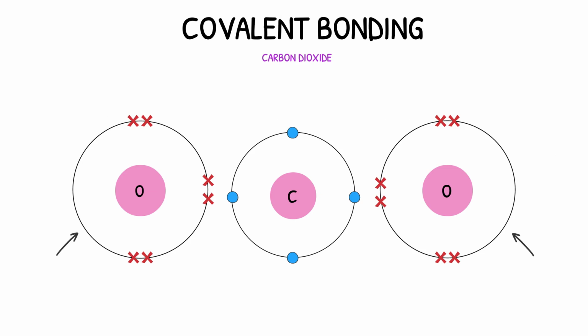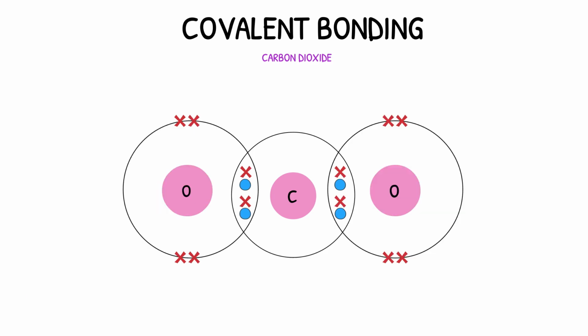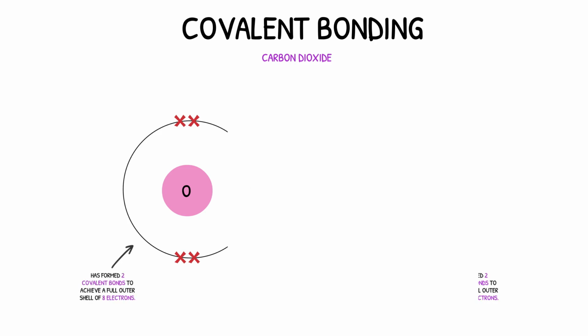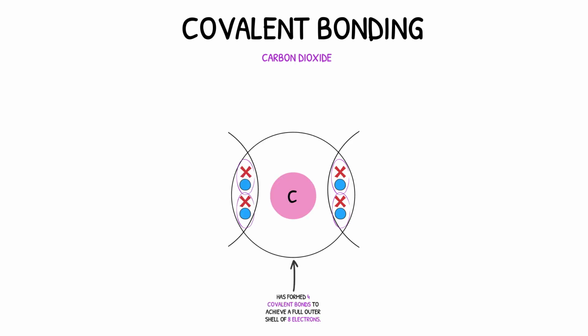Both oxygen atoms need 2 electrons to fill their outer shells and can therefore form a maximum of 2 bonds. Carbon needs 4 electrons to fill its outer shell and can therefore form a maximum of 4 bonds. When the atoms react, we can now see that this oxygen atom has formed 2 bonds with carbon, and this one has formed 2 bonds with carbon too. And the carbon atom has formed 4 bonds with both oxygen atoms.